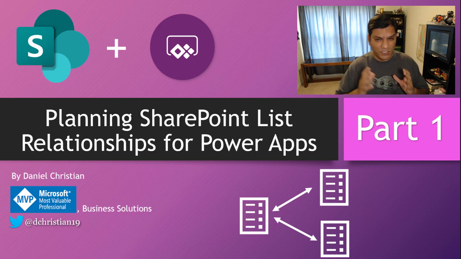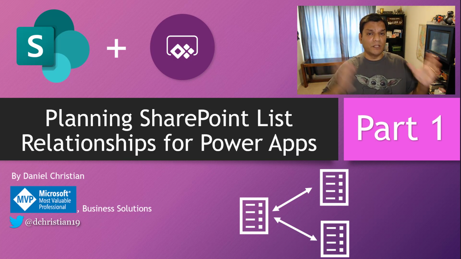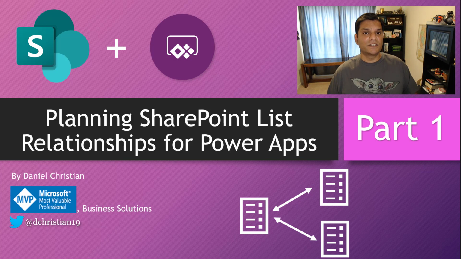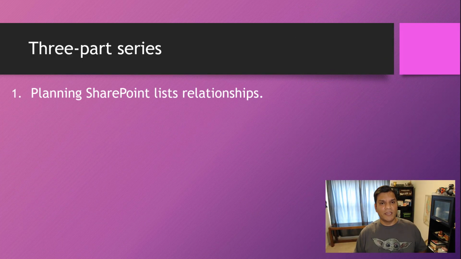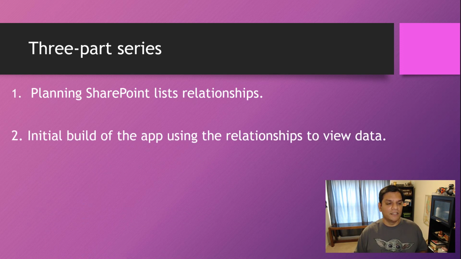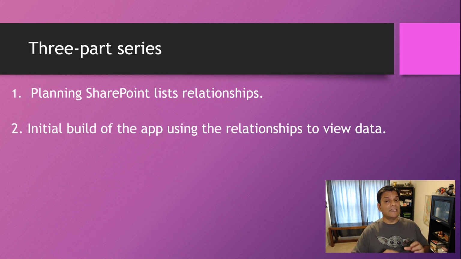In this one, we're just going to focus on how to build a SharePoint list and plan their relationships. After the other two, we'll deep dive into the apps and put it together. So in this part, we're going to plan the SharePoint lists, specifically their relationships, using a little trick which I'll show you. Then in the second one, we'll start the initial build of the apps. Basically, we'll start putting all the controls together, things such as galleries, and we'll tie all these relationships together so that the data all begins to match.